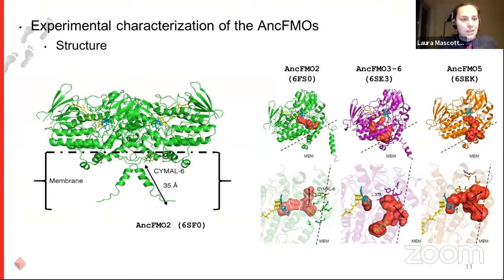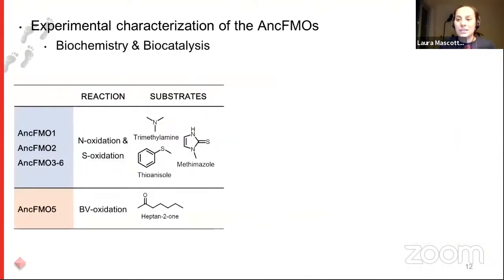And of course, we then went for the biochemistry and biocatalysis. We performed steady-state kinetics and pre-steady-state kinetics. And basically, we saw 2 things that were very important for us. The first thing is that in general, our ancestors display the same activity and the same substrate scope as the human proteins. That's interesting because our ancestors are very good models to work on and understand the human proteins, for example, for drug design.